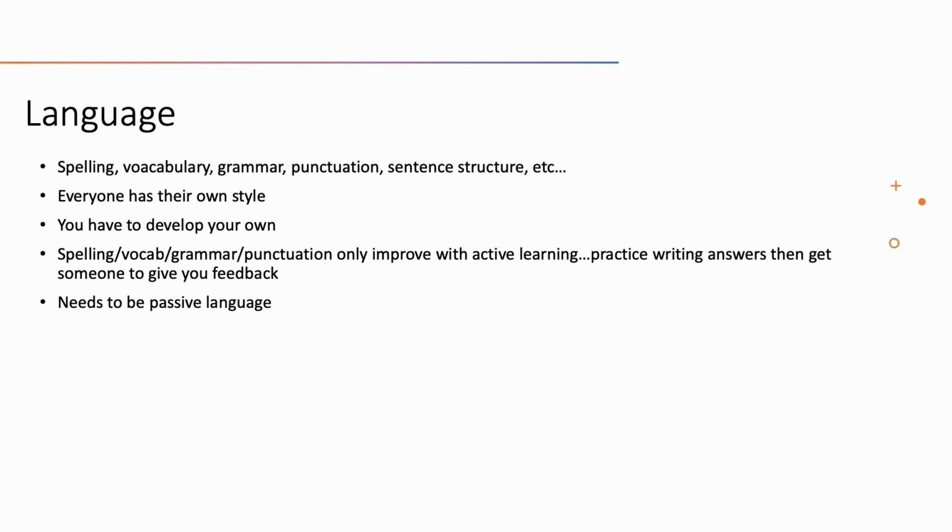So the final criteria, which is assessed in the writing and review phase, is language. In language, you are really assessed on your basic English skills, which is spelling, vocabulary, grammar, punctuation, and sentence structure. Everyone has their own style, so you have to develop your own as well. Spelling, vocab, grammar, punctuation only improve with active learning. This means practice writing answers and then getting someone to give you feedback, and then writing again.